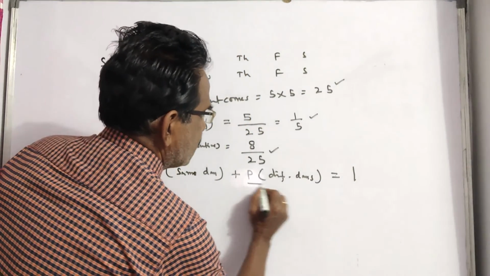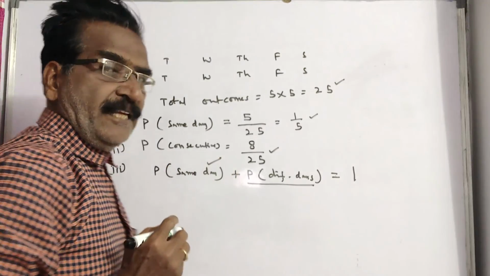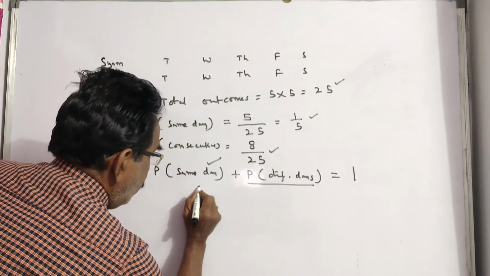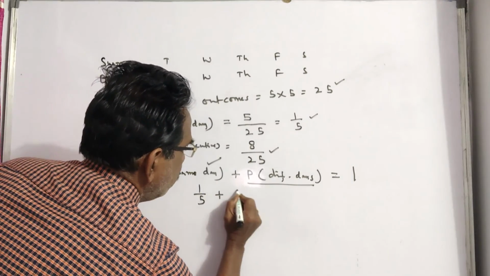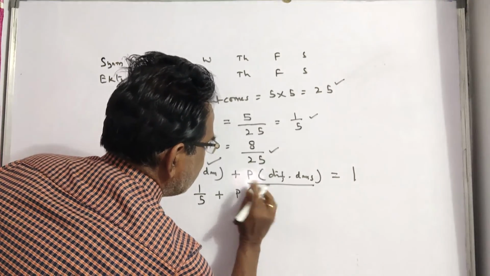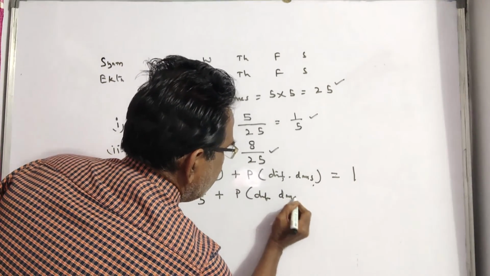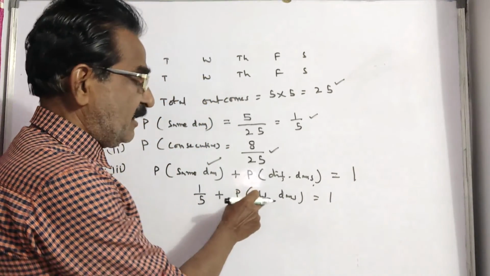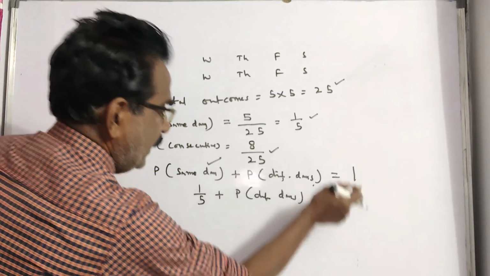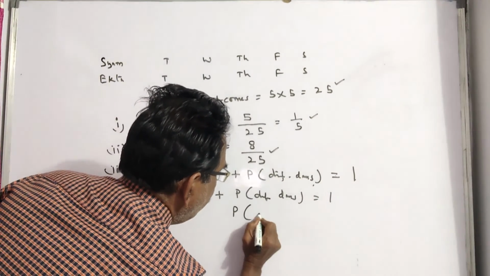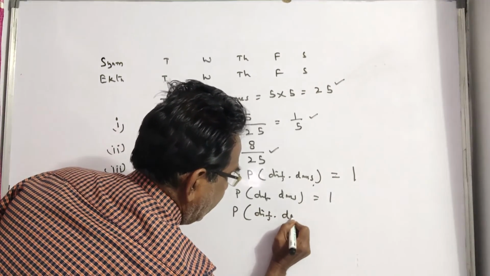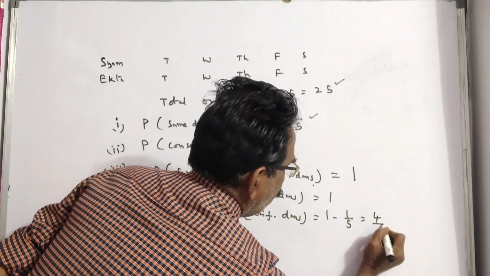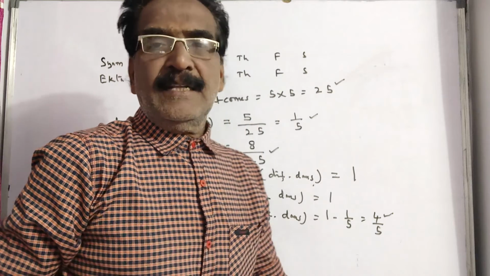Now we want this. We know the probability of their visiting on the same day, already calculated, is 1 by 5. So 1 by 5 plus the probability of their visiting on different days is equal to 1. Let us take 1 by 5 to that side. The probability of their visiting on different days is equal to 1 minus 1 by 5, that is equal to 4 by 5. This is your answer to the third question, friends.